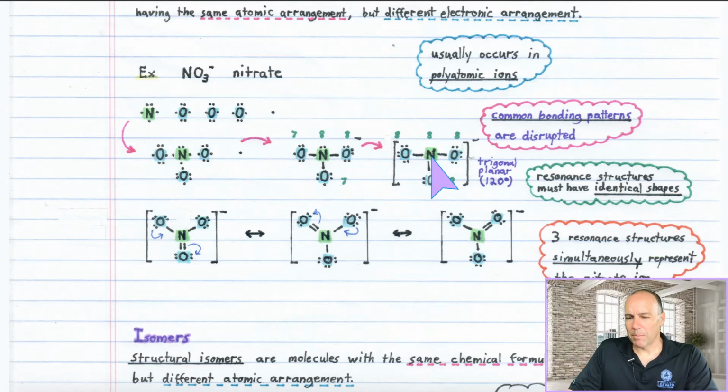The common bonding patterns on the nitrogen and the 2 oxygens might be messed up. You see, nitrogen has 4 bonds here, and these 2 oxygens only have 1. So the common bonding patterns are disrupted, but there's nothing we could do to avoid it. So this is a good Lewis structure.